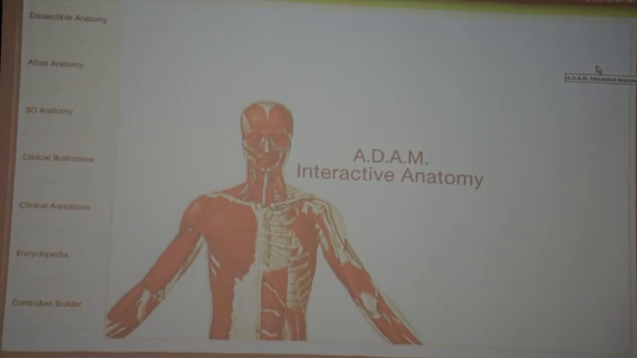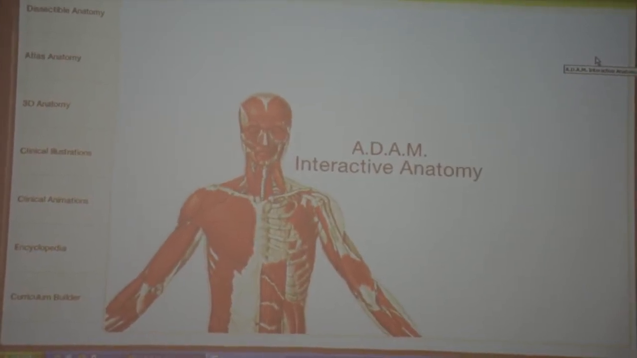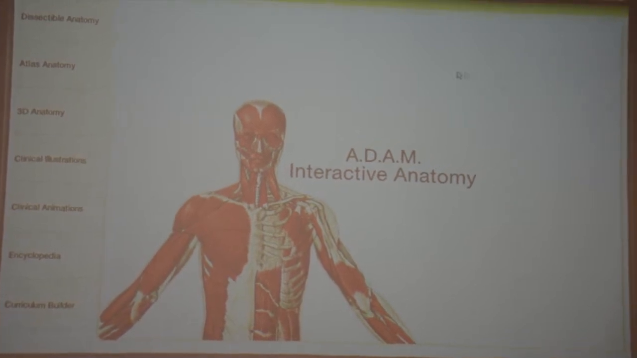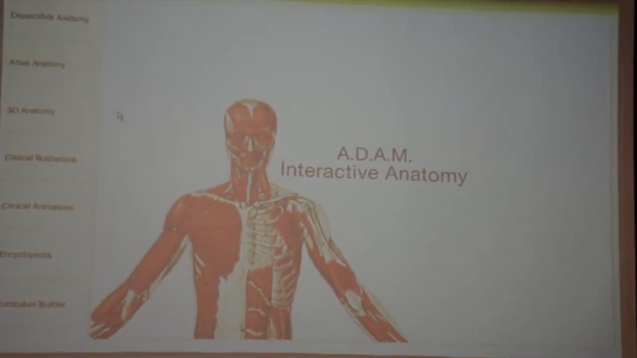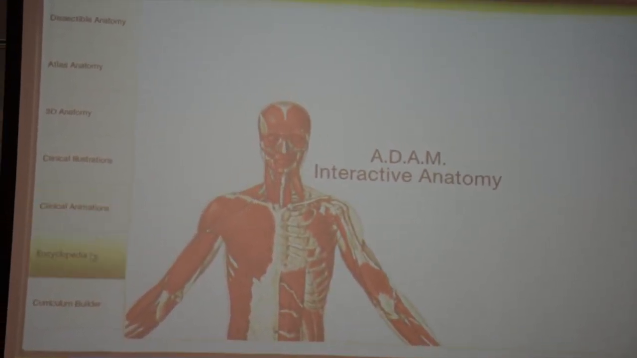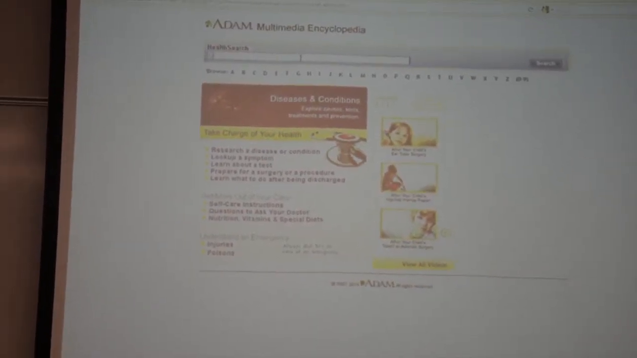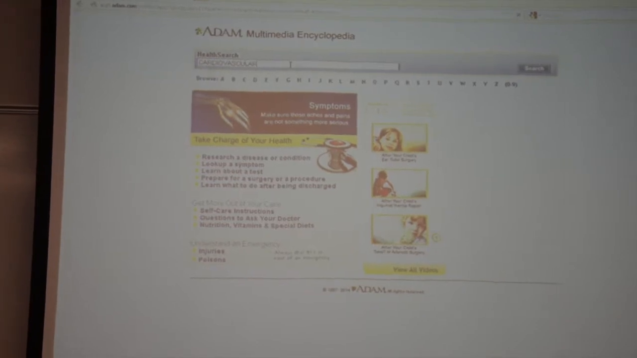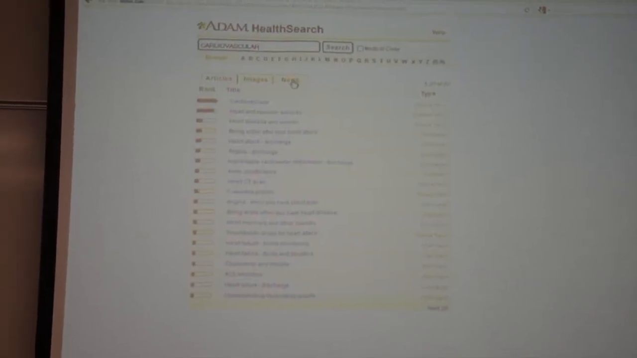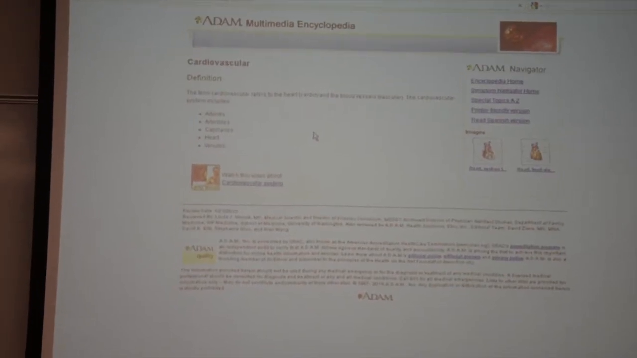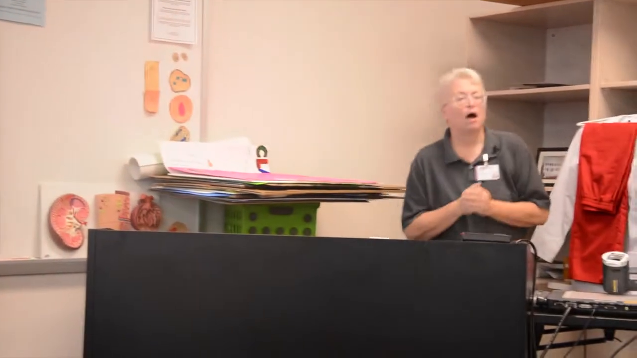Okay, now the cool thing about Atom is when you have to study anatomy and physiology, this is the place to go. You can do dissectable anatomy, you can do atlas anatomy, you can look at 3D, clinical illustrations, animations, even encyclopedia. You can search for information. Okay? And it even rates it for you. How cool is that? And there you go. Now, obviously, this does not have, unless they've changed it in the last 2 weeks, and they haven't, there's no citation for this. I have a solution.